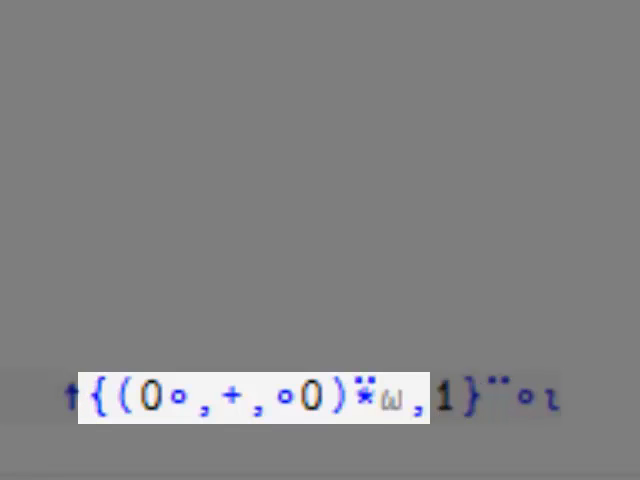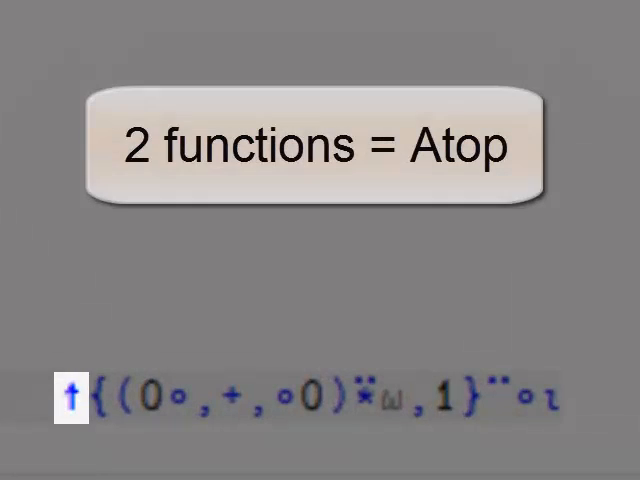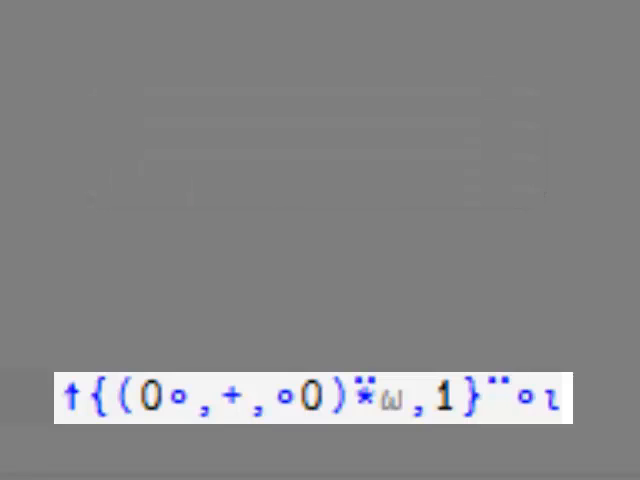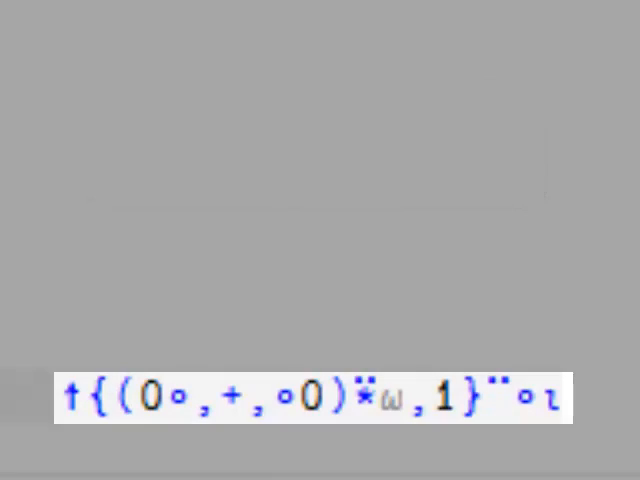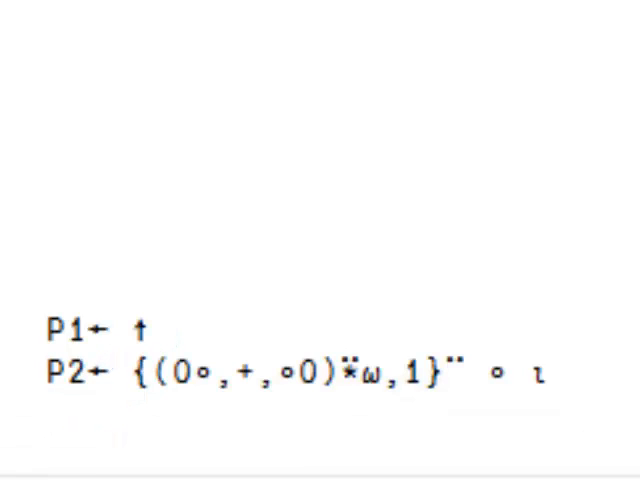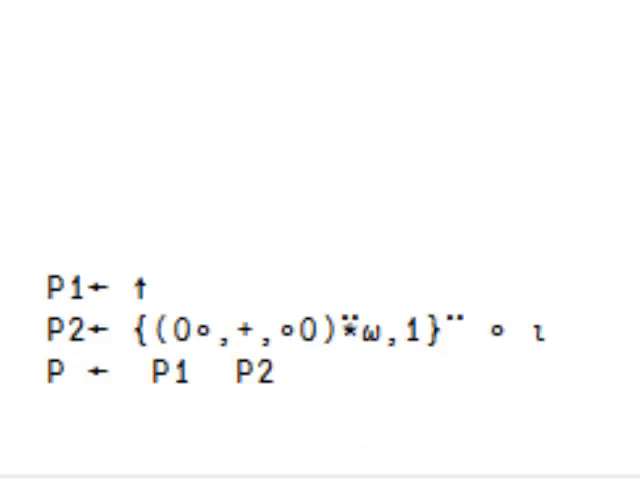The only symbol left, up arrow, is the other function, and this line constitutes the definition of a two-train function, an atop. This can be seen as: this is the first function, this is the second function, and they constitute the atop. But what does it do? Well, let's have a better look at P2.